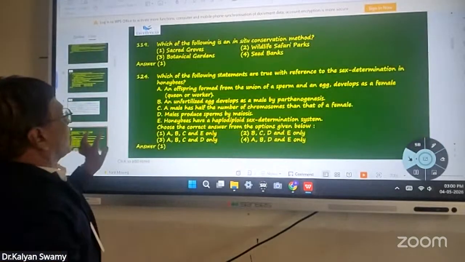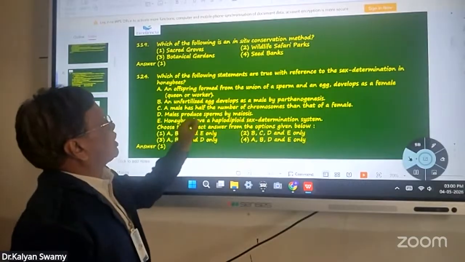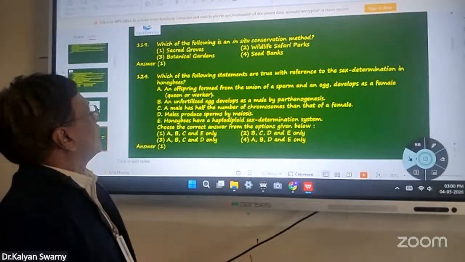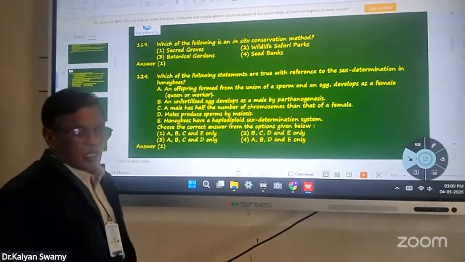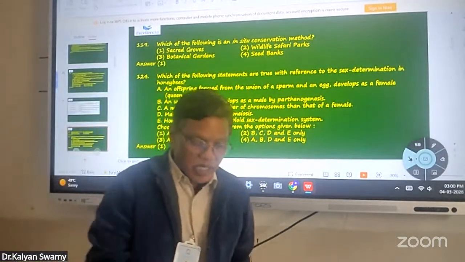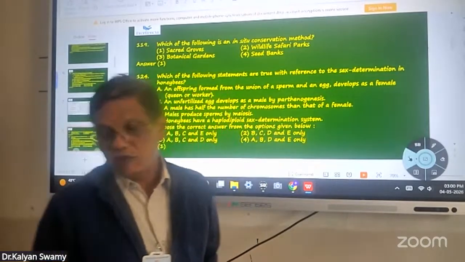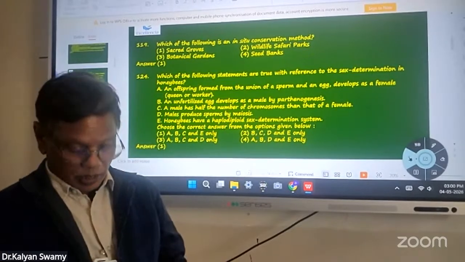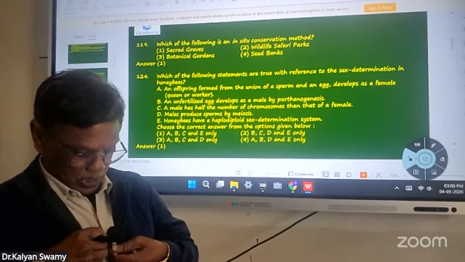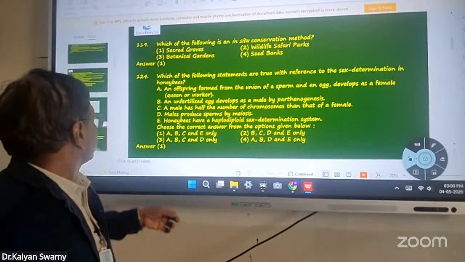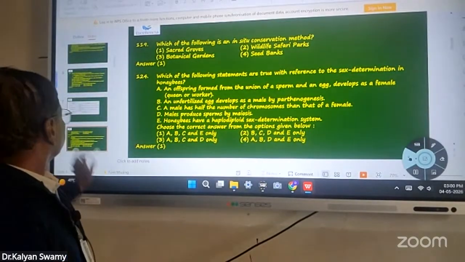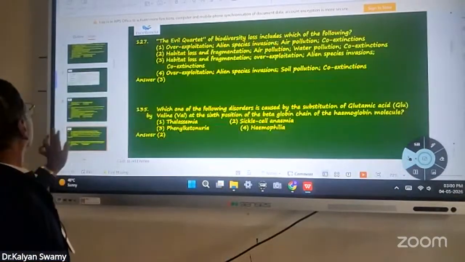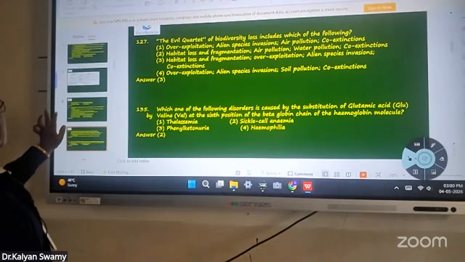Here it is a lengthy paper, no doubt, but by selecting the question, here direct: which of the following in situ conservation method, here sacred groves, protection of the plants which are of religious importance, that is called sacred groves. Very direct question, here no need of discussion. Going to next one.